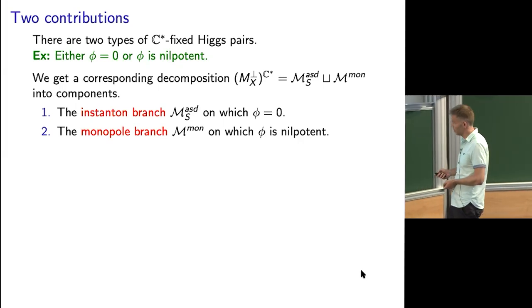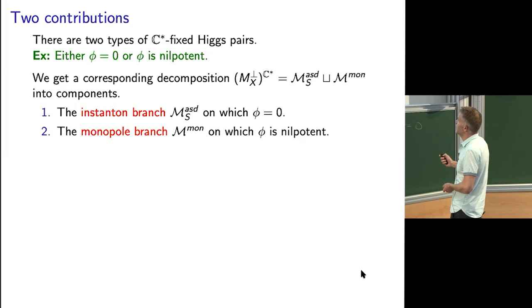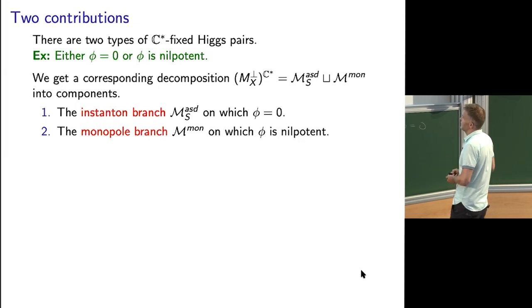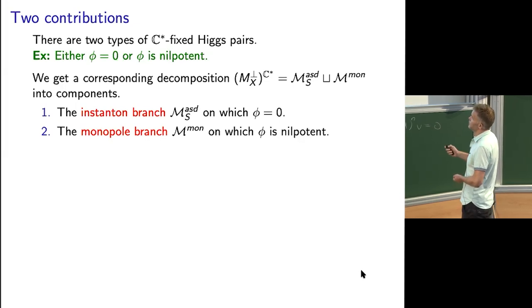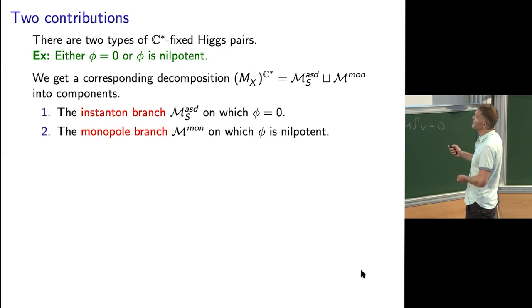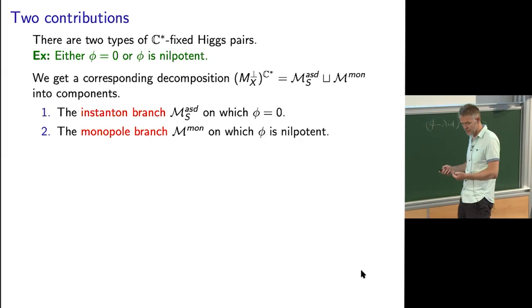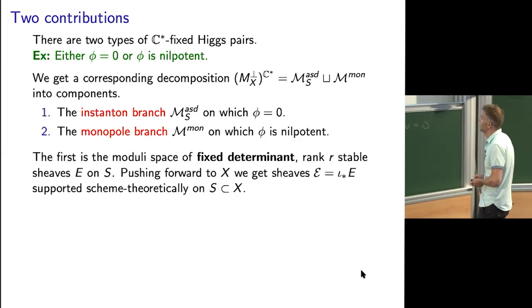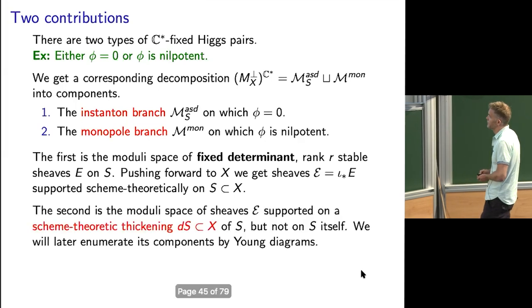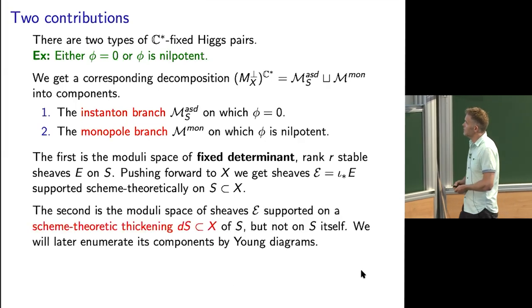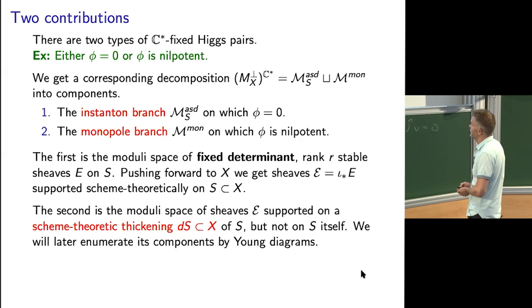And then what we call the monopole branch, on which phi is nilpotent rather than zero. So these are the sheaves supported scheme theoretically on S, and these are the sheaves supported set theoretically on S, but not scheme theoretically on S.